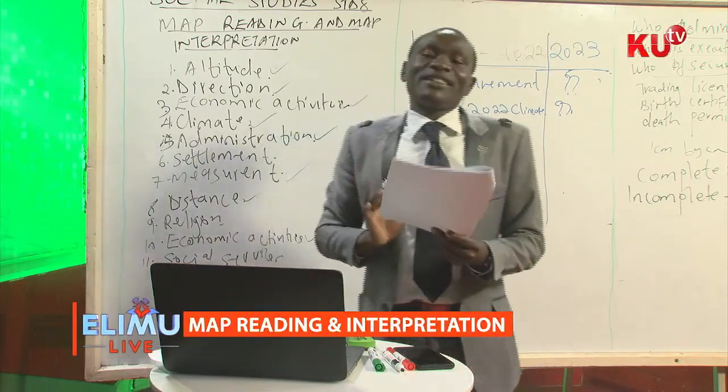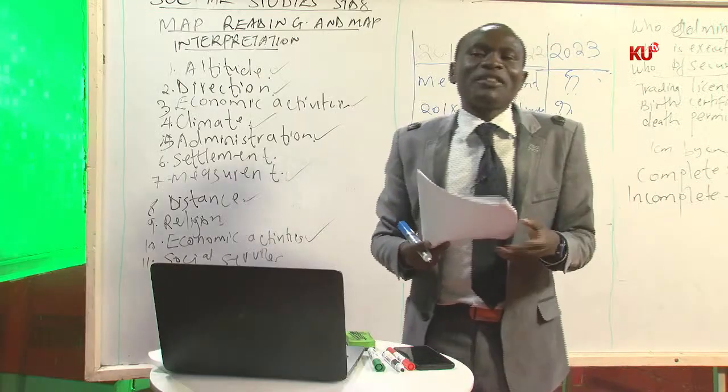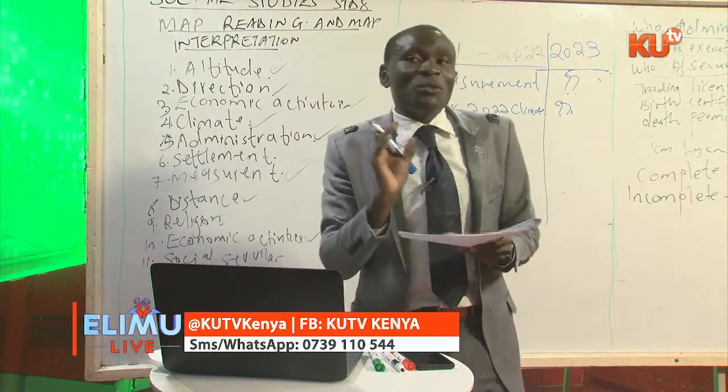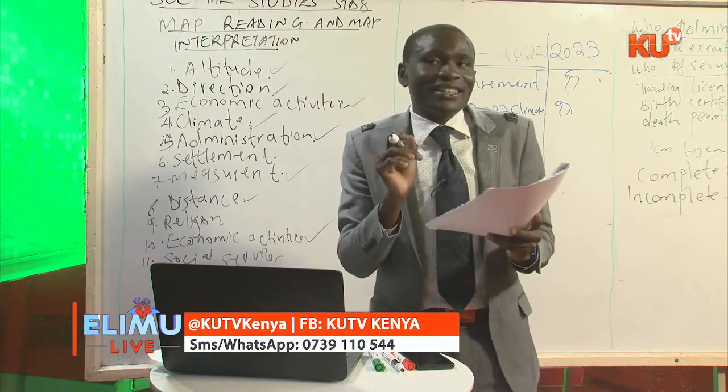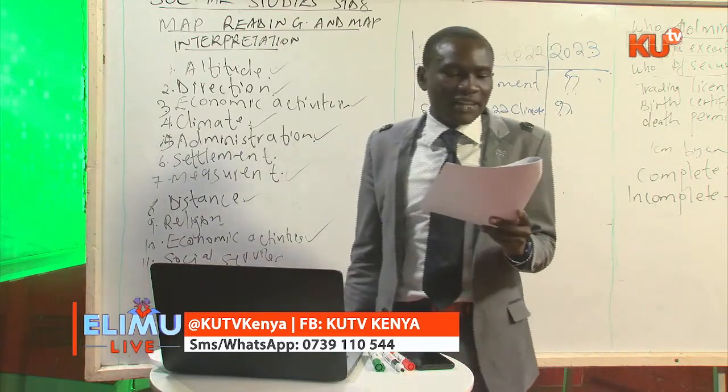Settlement. Settlement is a question that has also been coming. It came in 2011. From 2011, for the next 4 years, it did not come. Until 2016, it came 1 year, and then it missed. And then from 2018 to 2020 it has been coming. 2021 did not come. 2022, it came. If you look at settlement as an area that is most commonly examined, you will find that the pattern in which it has been set is also amazing, based on what we are looking at for KCPE 2023 candidates who are going to sit for that exam.